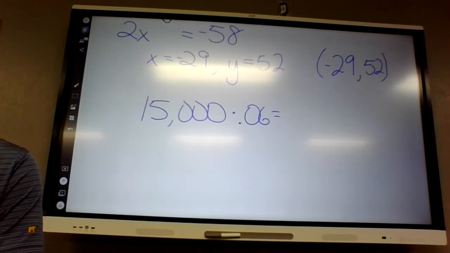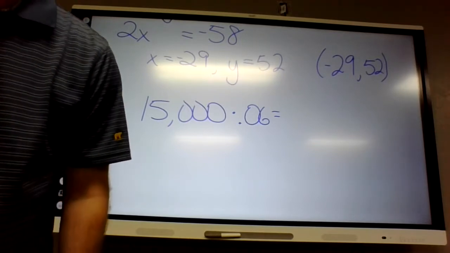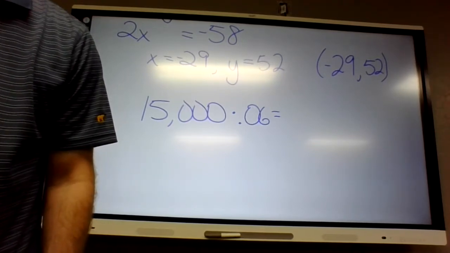Number 4. How much interest is earned in 1 year from $3,000 getting 4% and $2,500 getting 6%? So it's the exact same thing. The only difference is there are 2 different amounts, so you just add the 2 different results together.